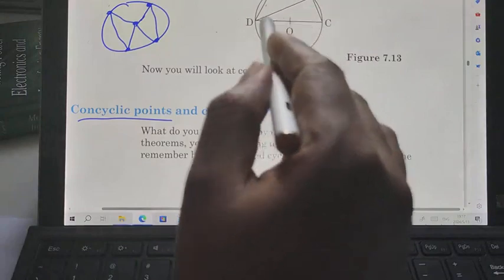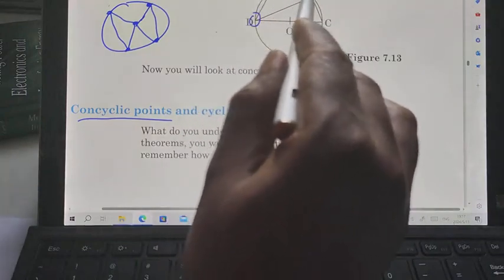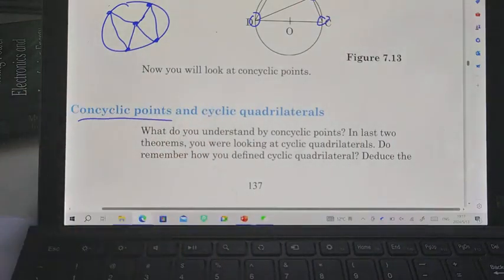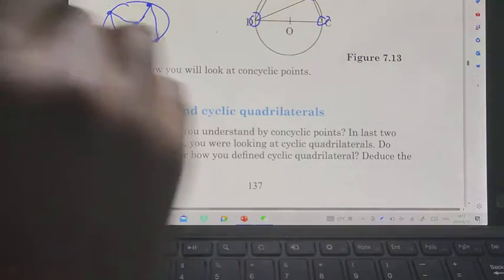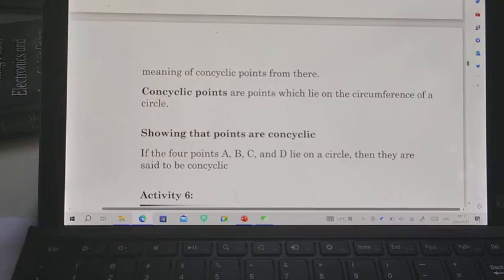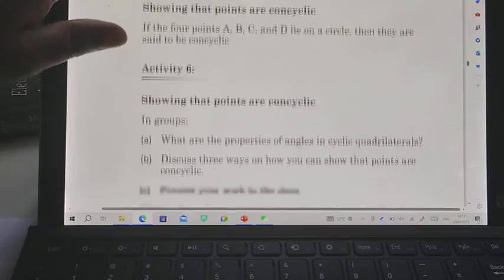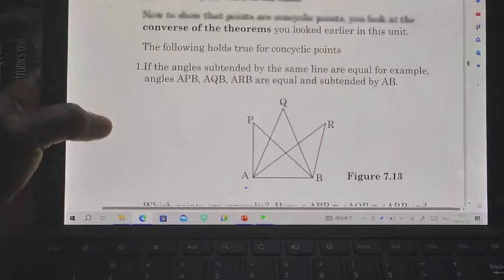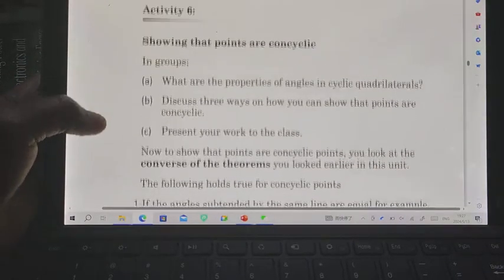In other words, a quadrilateral has got 4 concyclic points: 1, 2, 3, 4. You can have a figure which has got more than 4 points, more than 5 points. Those points are called concyclic points. So let's proceed on that one. We have defined that one. Here we have also defined what the concyclic points are: points which lie on the circumference of a circle. So basically that's that.